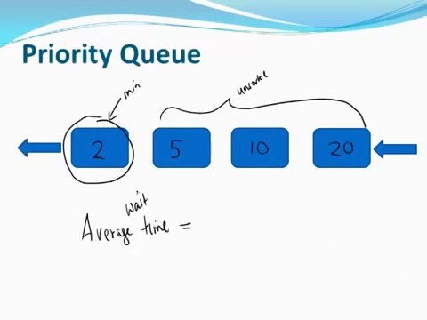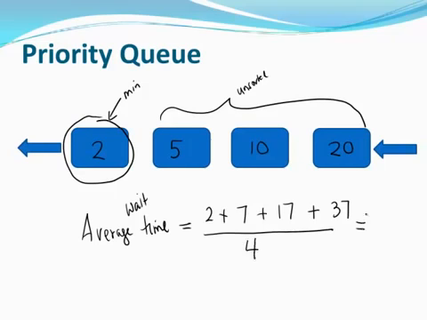All right. So now let's compute the average wait time. The first customer is 2. The second customer is 2 plus 5. The third customer is 7 plus 10. The fourth customer is 17 plus 20. So we divide this by 4 to find the average. If you find the sum here, 37 plus 17 is 54, plus 7 is 61, plus 2 is 63. So we have 63 over 4. That's roughly about 15.